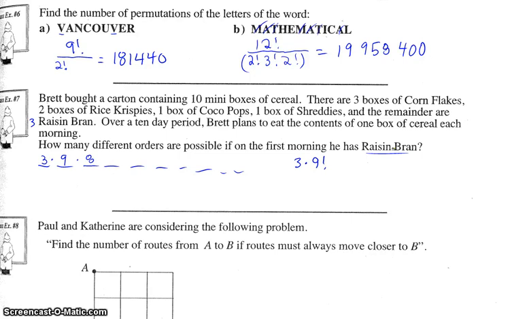If he grabs one box of Raisin Bran, he could have actually grabbed one of the other two and you wouldn't have known any difference. It's still Raisin Bran, right? So those situations are identical. So we need to divide by the repeats here. We have 3 boxes of cornflakes, so 3 factorial, 2 boxes of Rice Krispie divided by also 2 factorial, and then Raisin Bran 3 factorial.